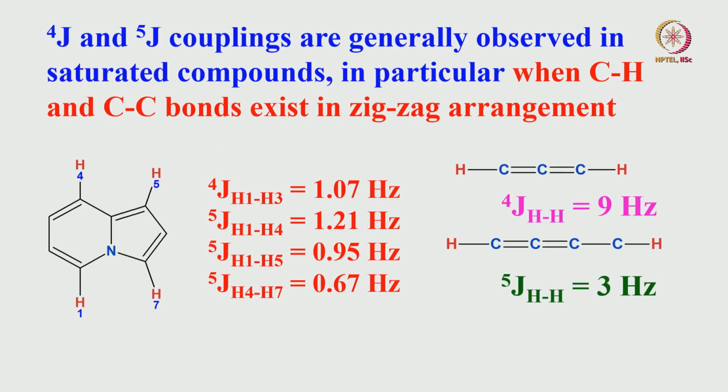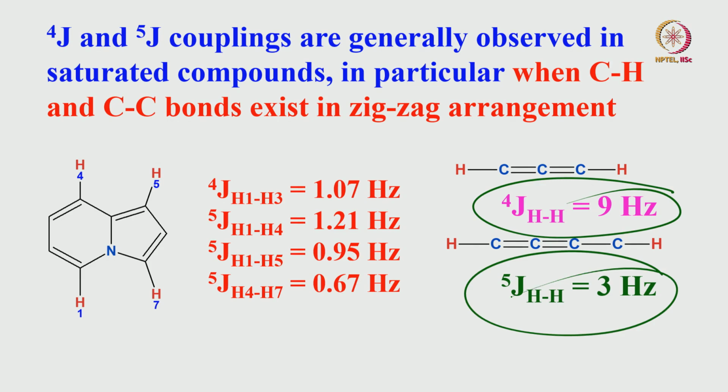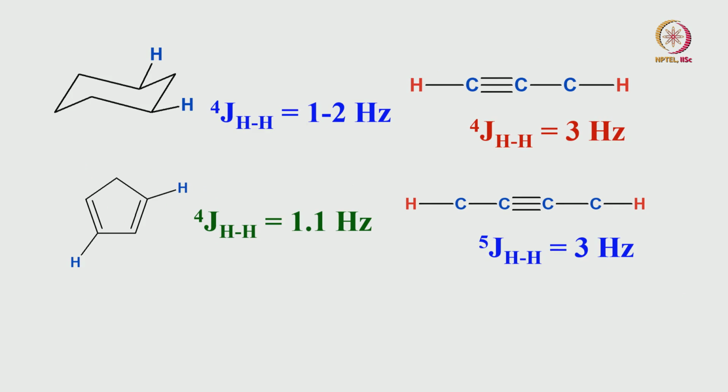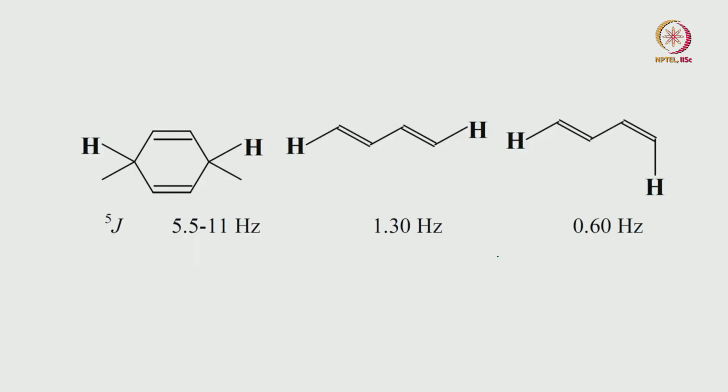Long range couplings: generally after 3 bonds the coupling will drastically come down. For 4 bonds most of the time it is 0, you will not see it. But there are classic examples like this. This 4 bond coupling can be of the order of 9 hertz, and 5 bond coupling can be of the order of 3 hertz. Depending upon whether there is a linear chain like this or a zigzag fashion like this, in these types of molecules you can have 5 bond coupling, 4 bond coupling, etc. In the classic example, 5 bond coupling is of the order of 3 hertz, and in bigger molecules we can get 5 bond coupling of even 5 hertz.